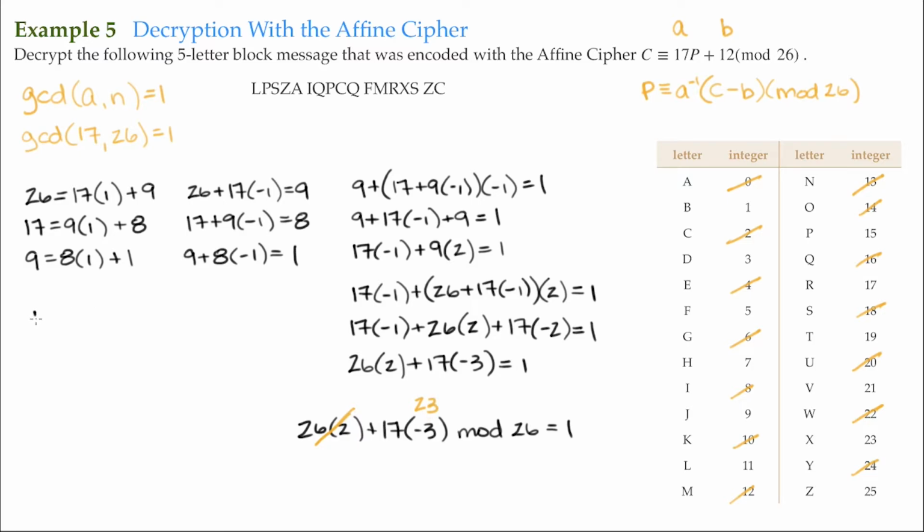So we have 17 times 23 mod 26. That does equal 1. So A times A inverse mod n has got to be equal to 1. So our inverse for 17 mod 26 is 23 mod 26. So our inverse, I'm just going to pen it in right over here, for 17 is 23.